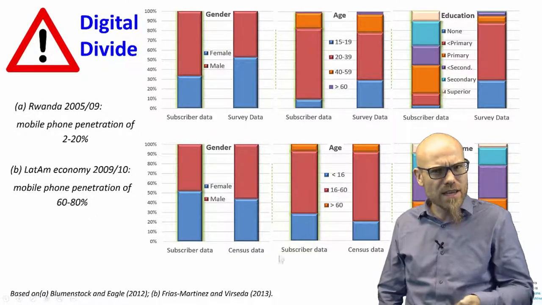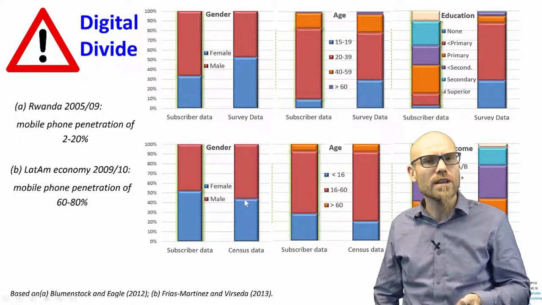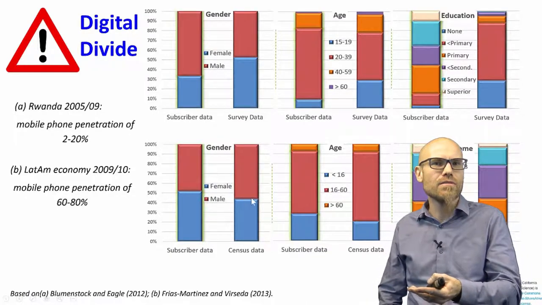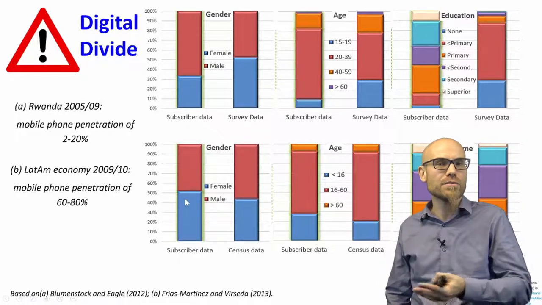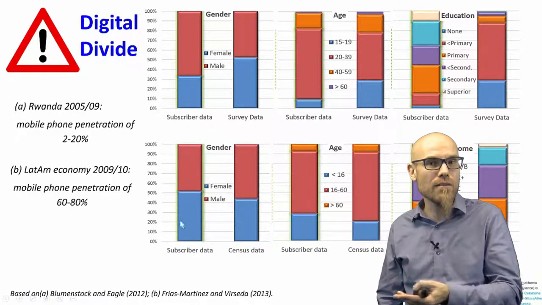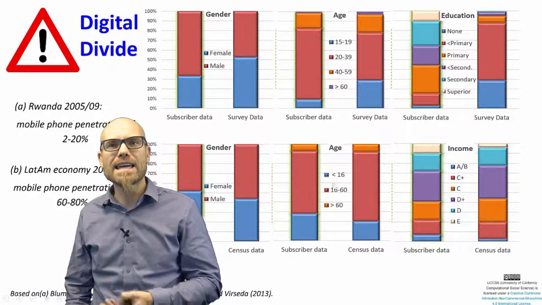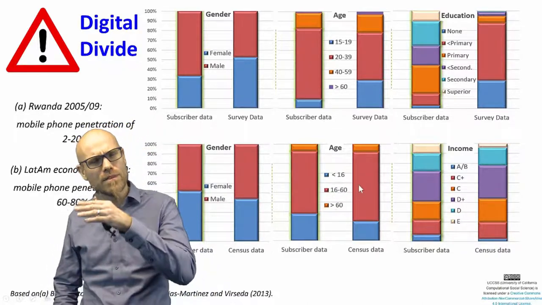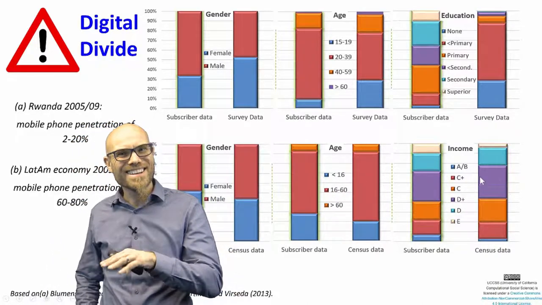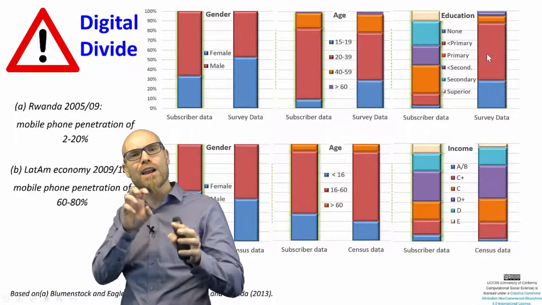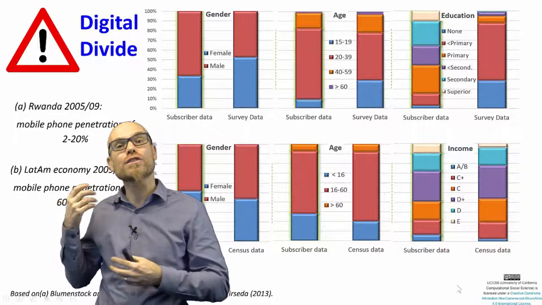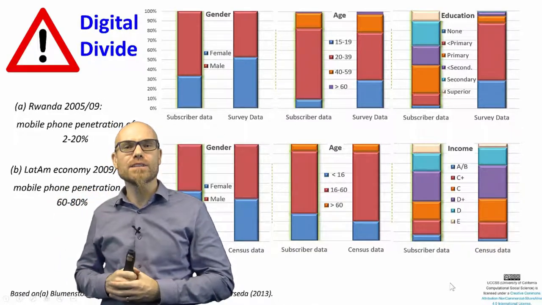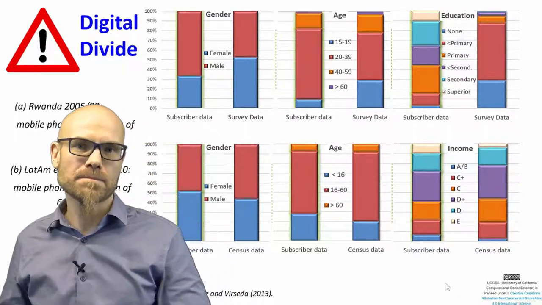And you can see now here the representativeness is extremely good. So 50% men, 50% women in the census data, and also 50% men and 50% women have a mobile phone. Same as with age, same with income. The income, these two now, they look very similar, right? So the different income groups are well represented in the mobile phone footprint, in contrast to Rwanda, where this is not the case, where we have a very biased digital footprint.